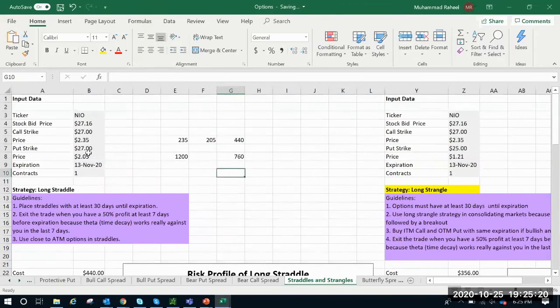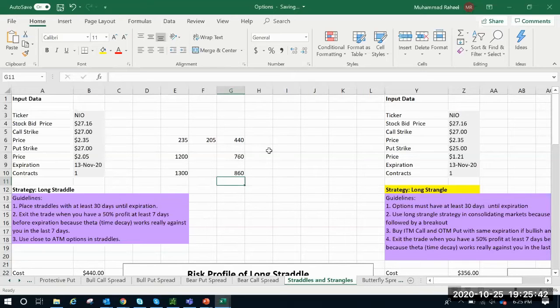Same thing. The put expires worthless, the 205, right? Because it expired above the 27 strike. So then it'll be 40 minus the 27. The call really delivered for you this time. 100 shares, $1,300, and then you subtract the 440 that you paid for it, and that's how you make 860 and a very nice return, almost 200% on that.